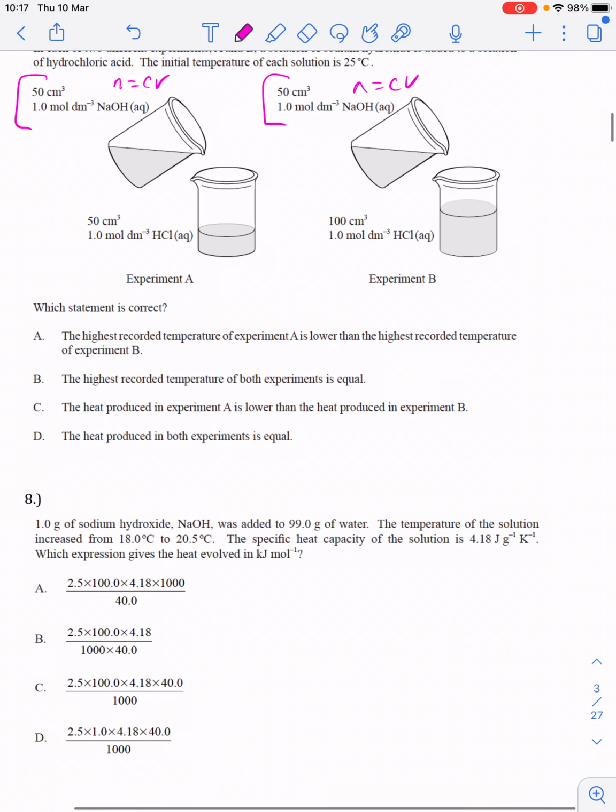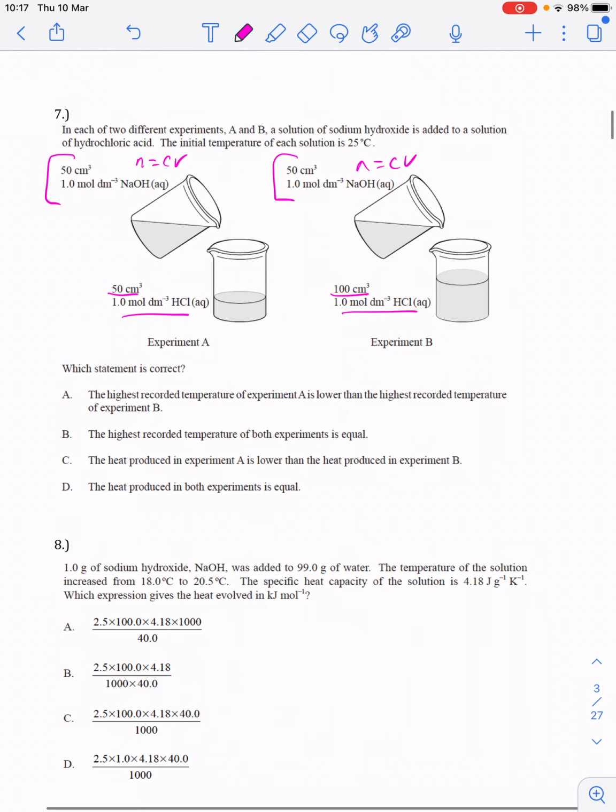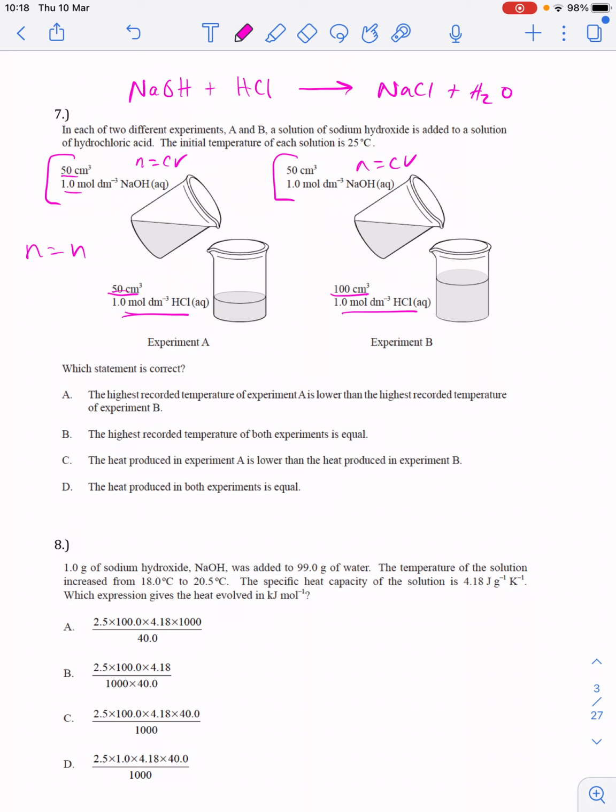For this other one though, I'm adding it to 50 cm cubed of HCl, and in this one I'm adding it to 100 cm cubed of HCl. Now, probably useful information to know, and I don't expect you to know this equation for the time being, is that NaOH and HCl react 1 to 1. So that means that their mole ratio is 1 to 1. Now I can see on the left-hand side I'm using 50 of 1 molar and 50 of 1 molar. So in this case, the moles are equal of NaOH and HCl.